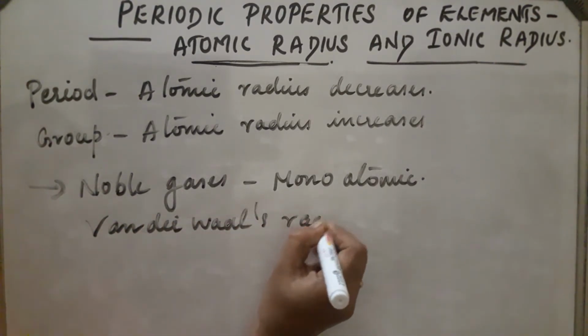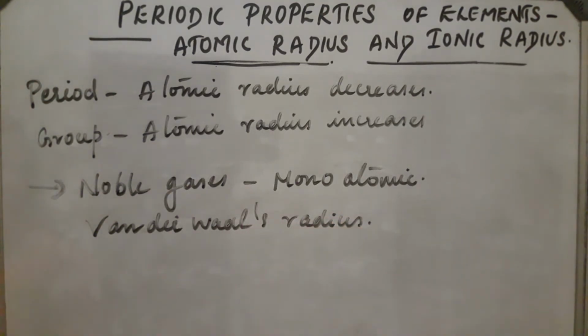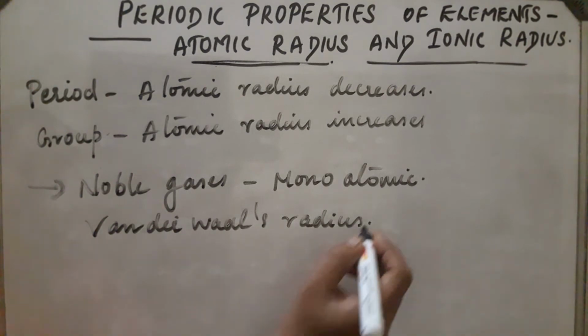Van der Waals radius is the radius of two non-bonded atoms. So the van der Waals radius will always be larger than the covalent radius. So in the case of noble gases, we have to consider the van der Waals radius instead of the covalent radius. So these noble gases will have a bigger size, or atomic radius, than that of the other groups like the 17th group, 16th group, etc.